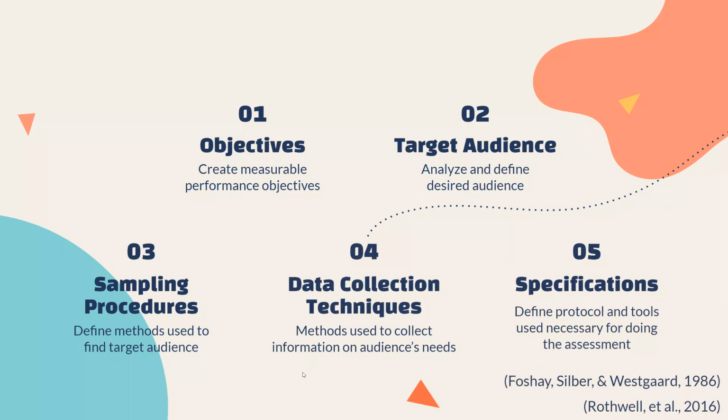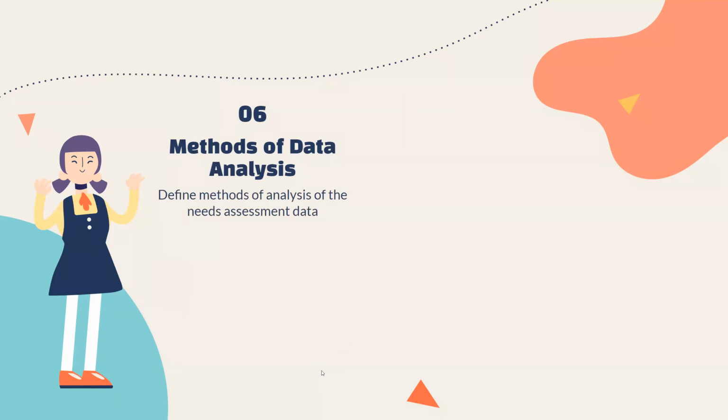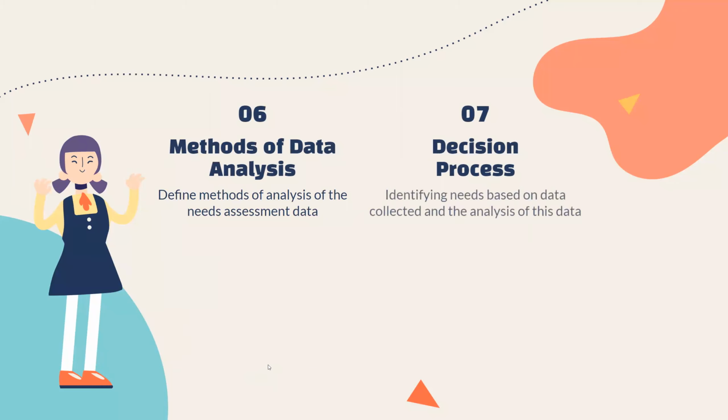And this is by Rothwell et al. 2016, Fauché, Silber, and Westgard 1986. The sixth step of the needs assessment plan is where the instructional designer defines and identifies how data collected will be analyzed and shares the analysis of the information gathered. And in the final seventh stage, this is in the decision process. In this step, the instructional designer identifies and determines the target audience's need based on all of the research and data gathered and analysis conducted of this information.